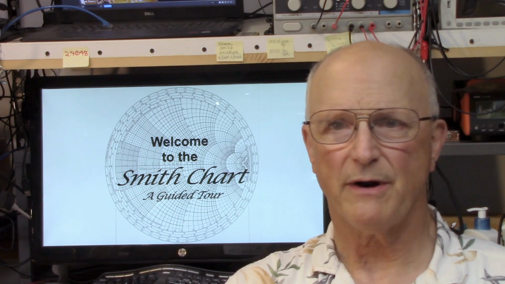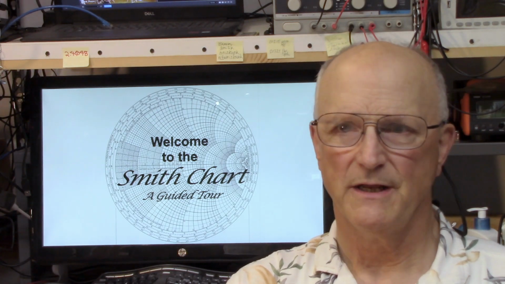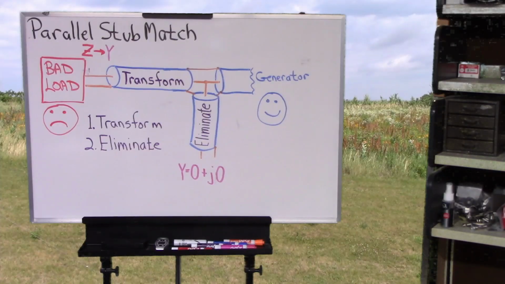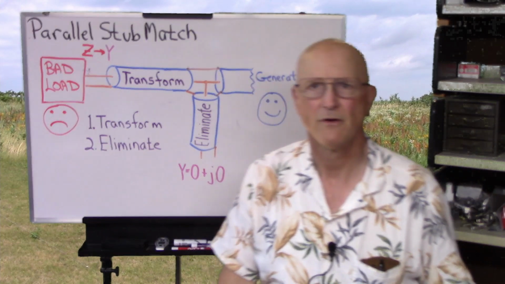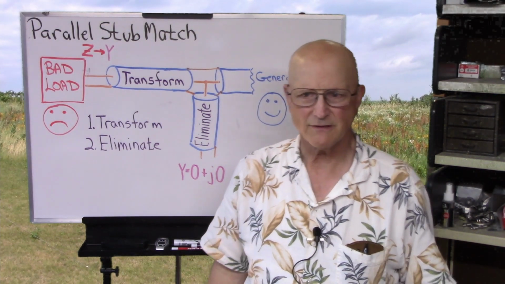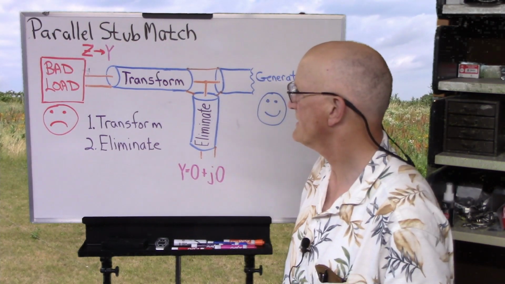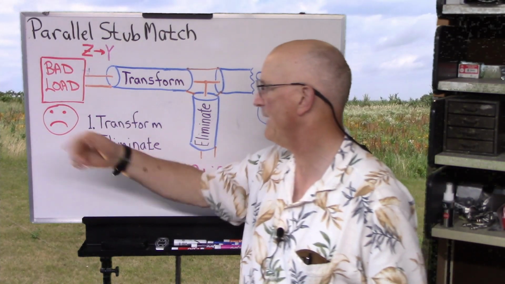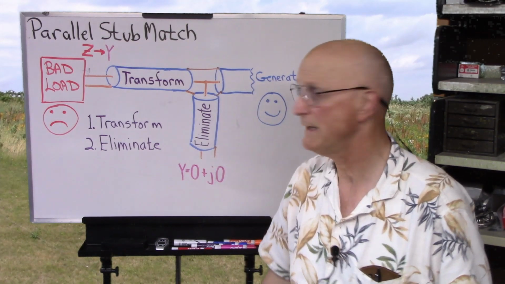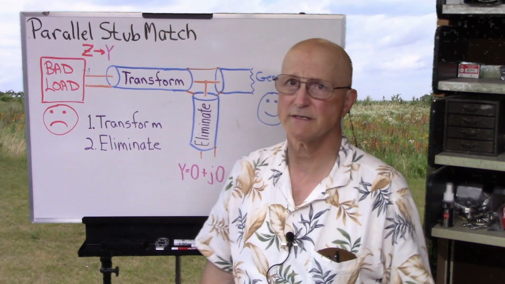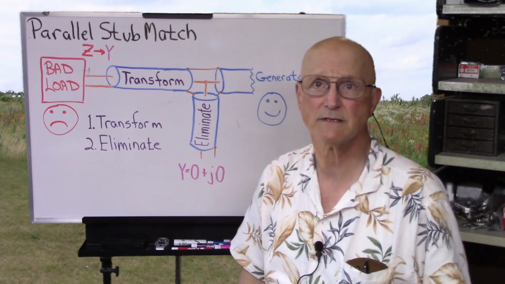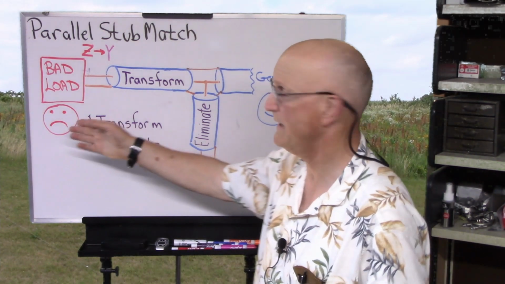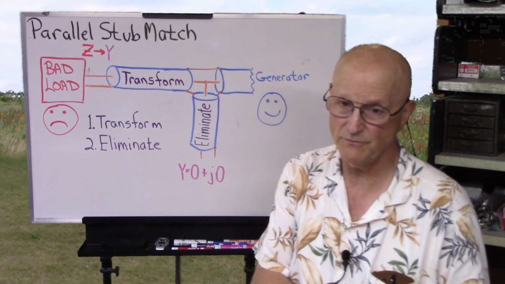Now, let's begin the process of designing our stub match by answering the question, what is a parallel stub match? Well, let's start with the assumption that we have a bad load over here. He's very unhappy, his SWR is high. And the fact that his SWR is high tells us that his impedance is not what it ought to be. If we could get his impedance in line, then the SWR would come in line too.